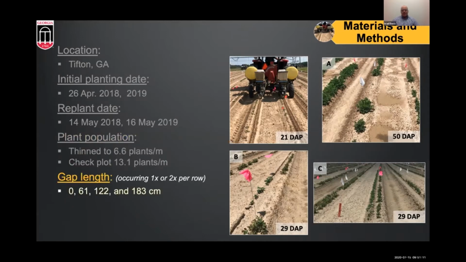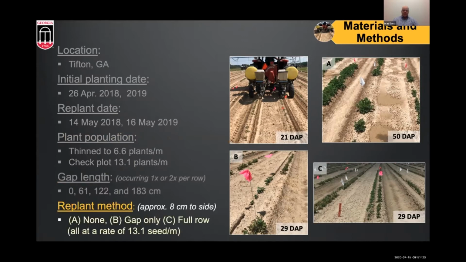Gap length was 61, 122, and 183 centimeters, and each of these gap lengths occurred once for one treatment and twice for another treatment. The replant method was placed approximately 8 centimeters to the side of the initial row. That can be seen in this picture in the upper left-hand corner. The replant is there to the right of this initial row of planting.